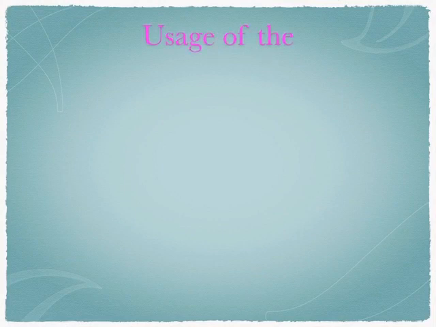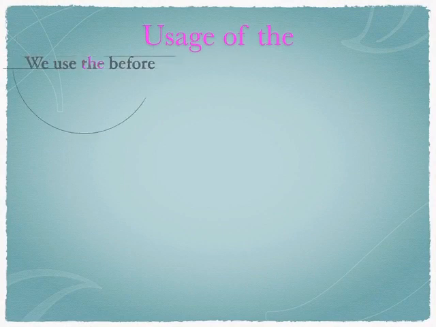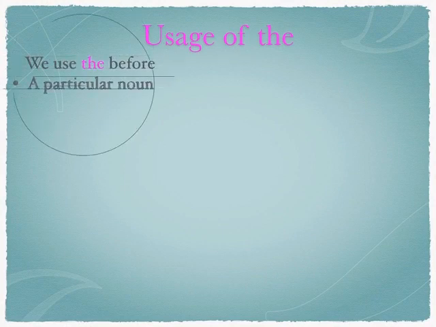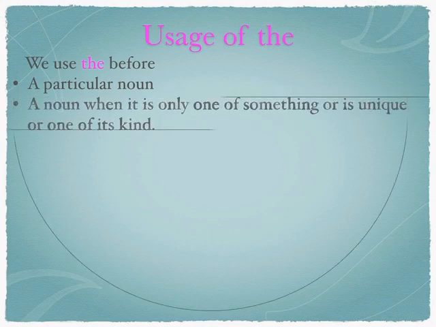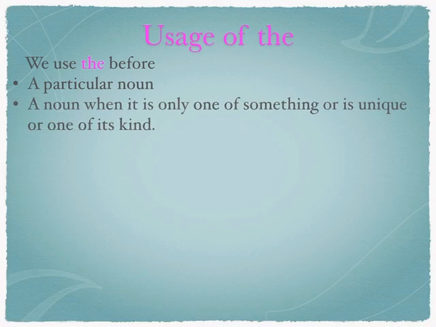Now let's move to another topic, that is the uses of "the". We use "the" before a particular noun. We use "the" when it is clear which person or thing we mean. It means we are very sure about that person or thing, so we will use "the". We use "a" and "an" when it is not clear, but we use "the" when we are very clear about that person or thing.